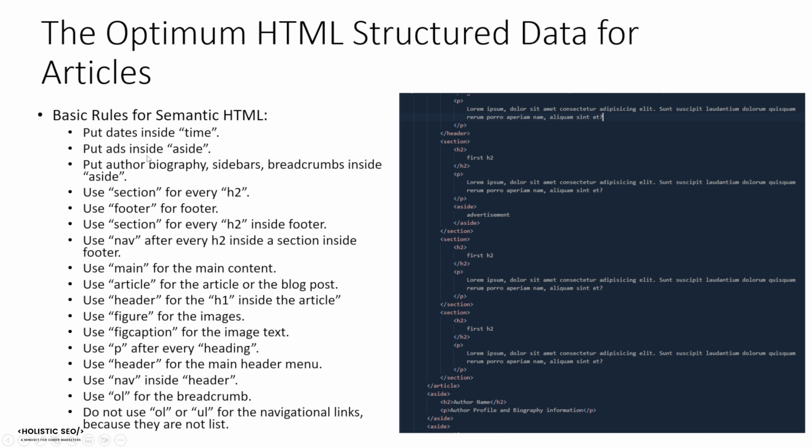There are some certain rules here that you can check. Put dates inside time, ads inside aside. For every section, we will need to have an H2, footer for footer, and also some other things like figcaptions, figures, header, article, main, ordered and unordered list.